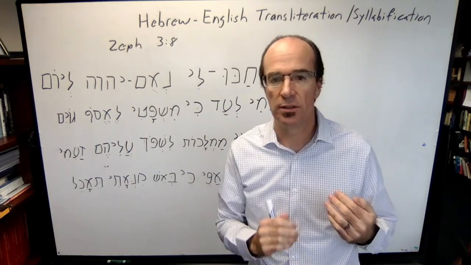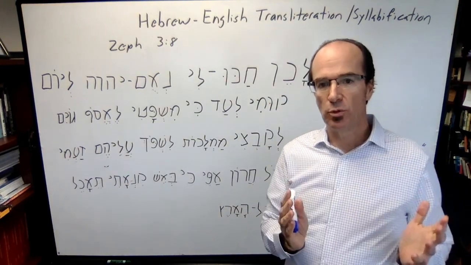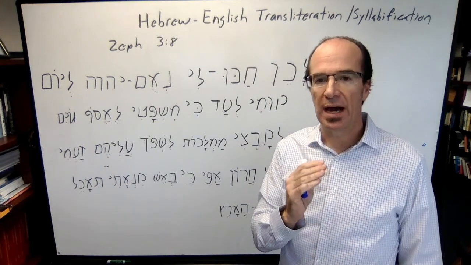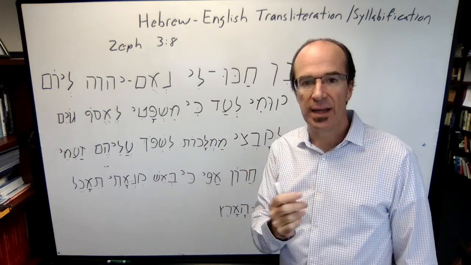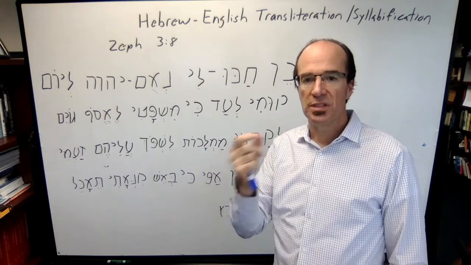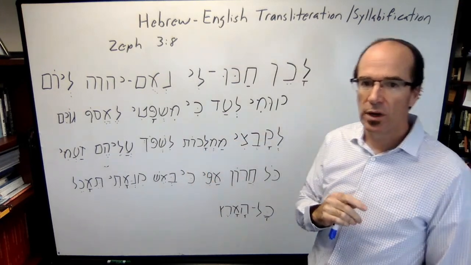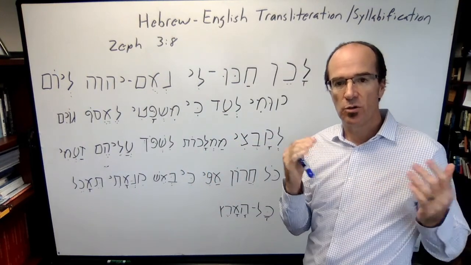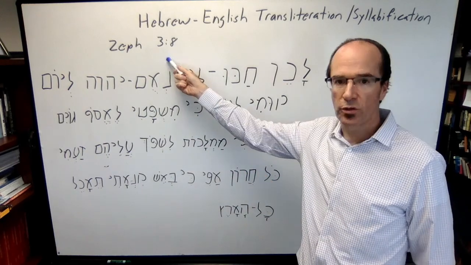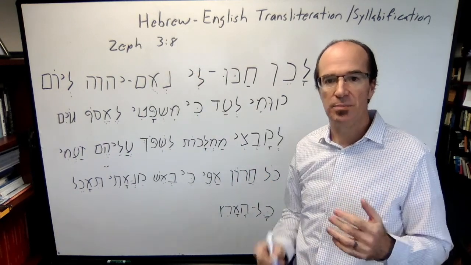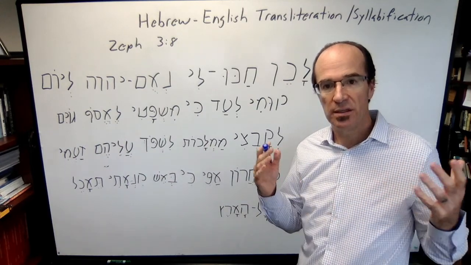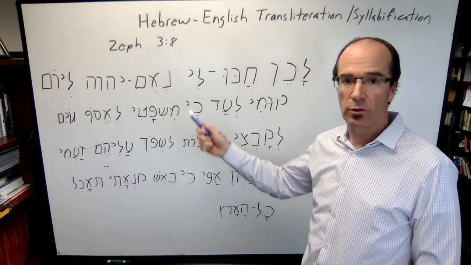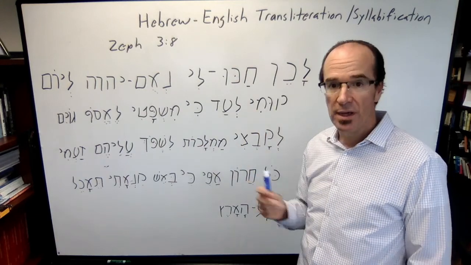Today, I want to do a little bit more Hebrew review, and I want to talk about how to transliterate and syllabify Hebrew words into English. One of the best ways to see that you understand the process is to work through Zephaniah 3:8, because it essentially has every character that you're going to see in Hebrew orthography and phonology.